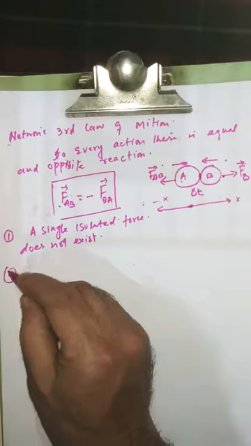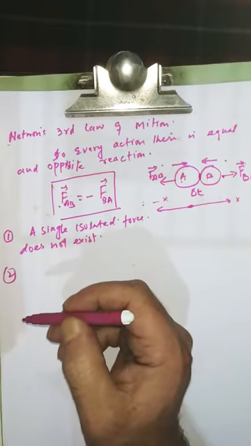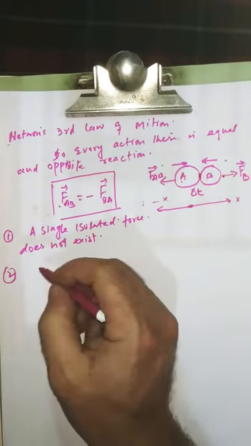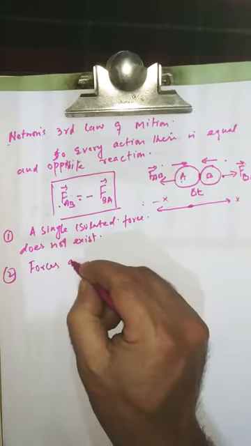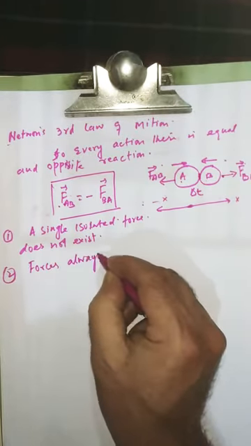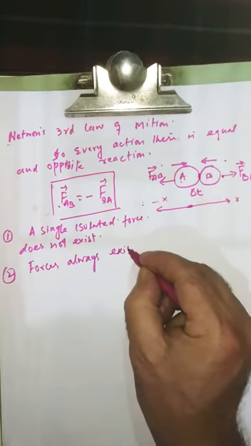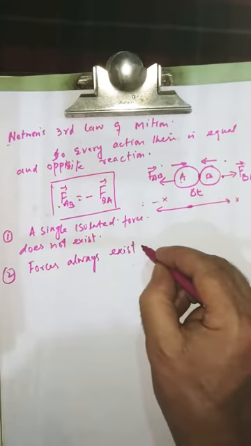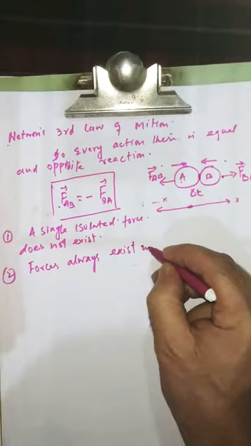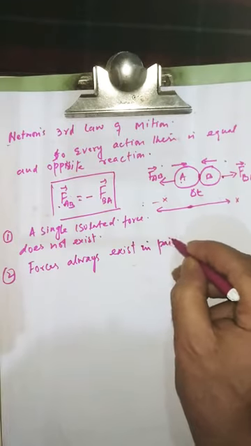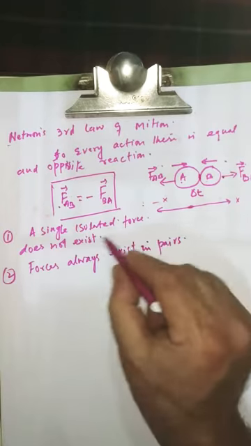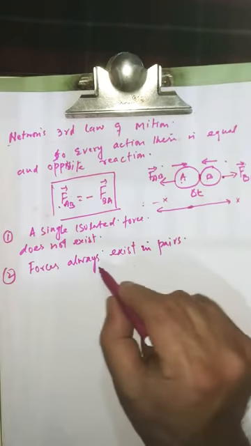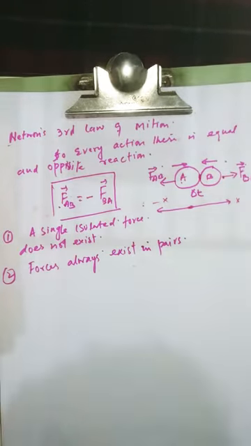Number two. Forces in nature always exist in pairs. This is obvious: just as a single isolated force does not exist, a force always exists in a pair. This is one and the same thing.